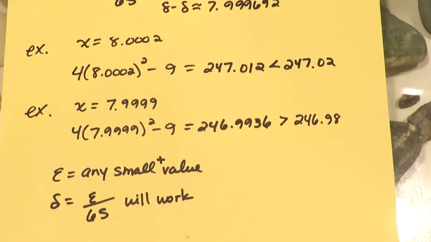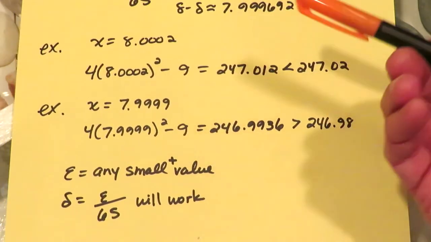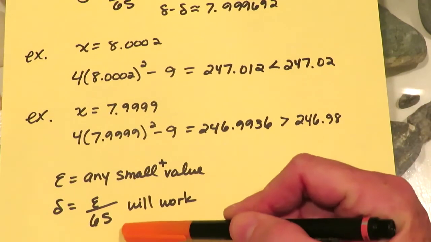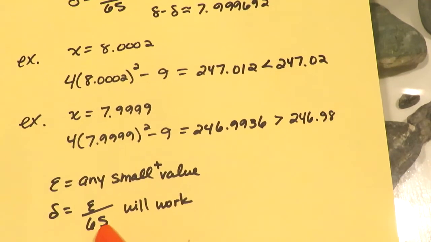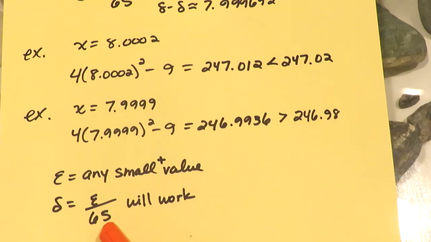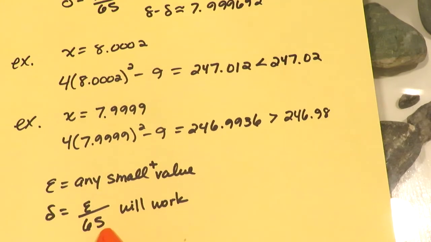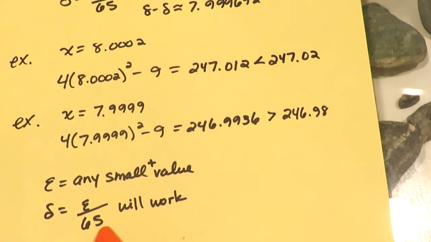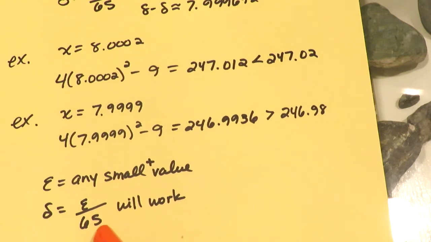And again, there was nothing special about the 0.02. This is going to work no matter what small value you chose for epsilon. Again, it should be a positive number because you're talking about a distance. Distances are always positive. And then if you use delta equal to epsilon divided by 65, that will work. I do want to point out that there was also nothing really special about the 65. You needed to pick a number greater than 64, okay, because the boundary of 4 times the absolute value of x plus 8 was 64. So any value greater than 64 would work as the denominator here.